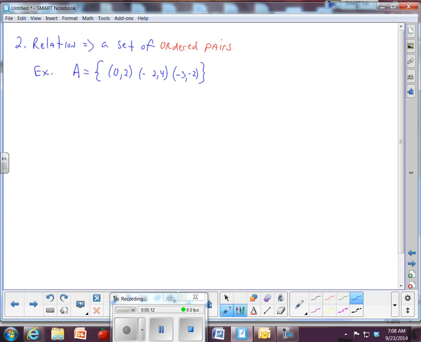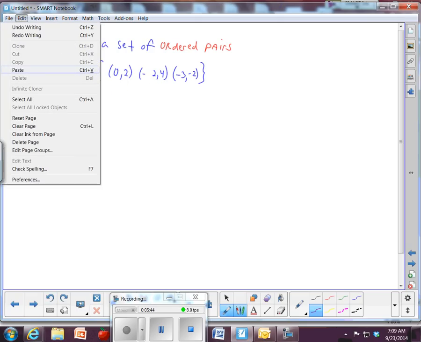Why is it a relation? Because we have these sets of pairs, right? If you take a look, we've got the 0 is paired up with the 2. We've got the -2 is paired up with the 4. And we've got the -3 is paired up with the -2. Everything is paired up, and therefore this is a relation. If you had 5 pairs and then one that's not a pair, it would not be a relation. Everything has to be paired up if it's going to be a relation.